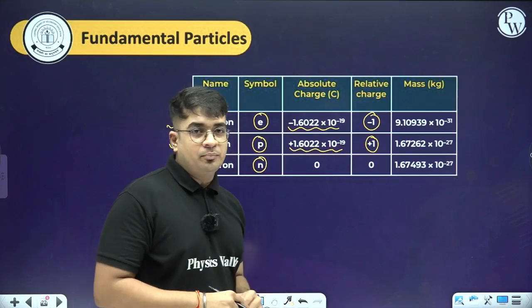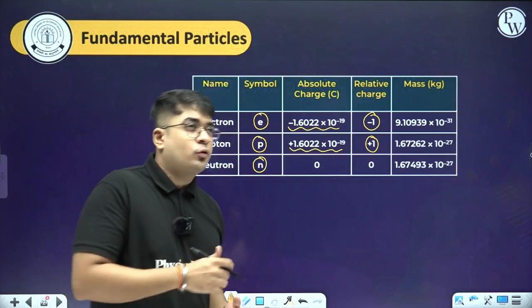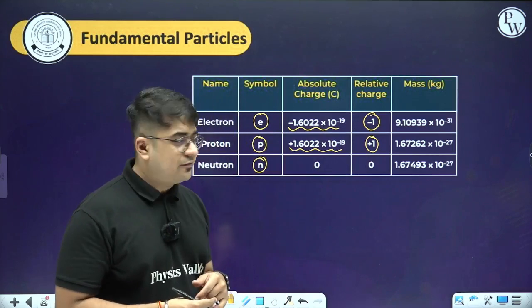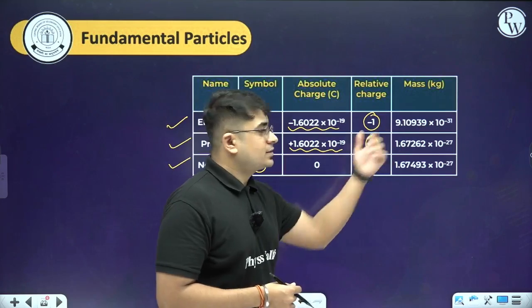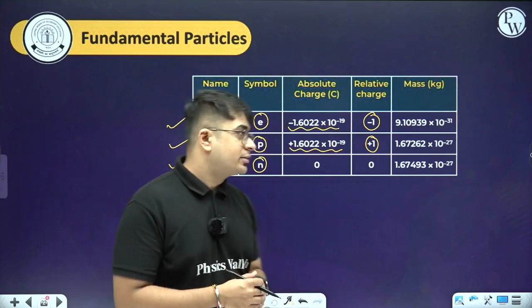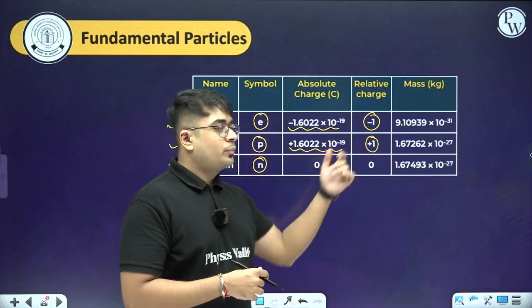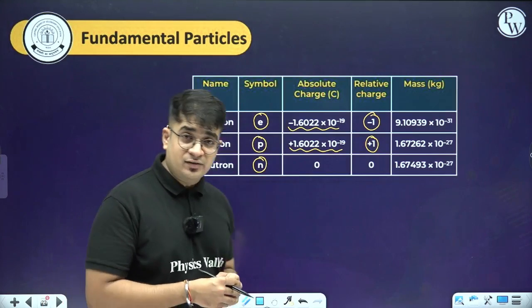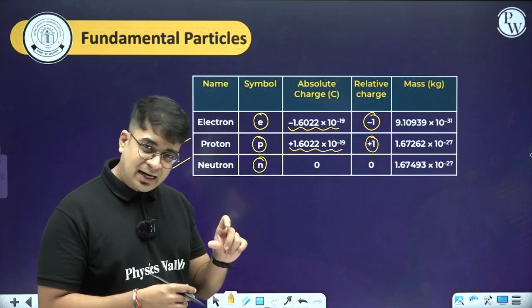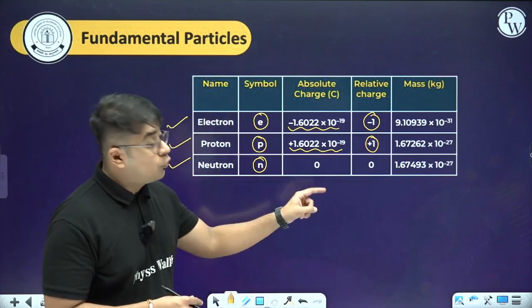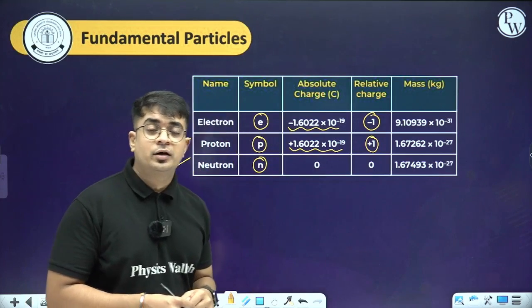Now, the mass of proton is approximately 1837 times that of electrons. So it's slightly heavy in terms of kilogram. In general calculation we take the electron mass as 9.1 multiplied by 10 raised to the power minus 31, and for protons it's 1.67262 multiplied by 10 raised to the power minus 27 kilogram, and for neutron it is slightly higher, which is 1.67493 multiplied by 10 raised to the power minus 27.